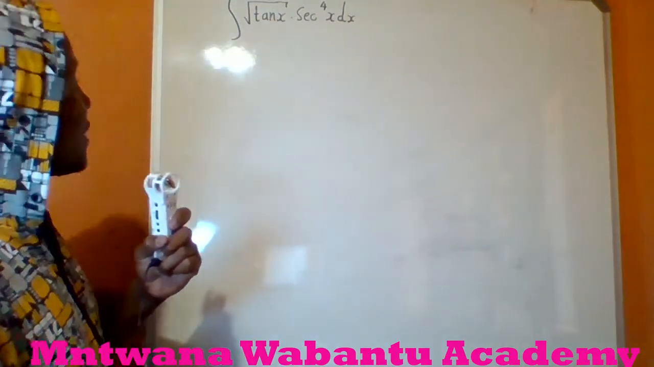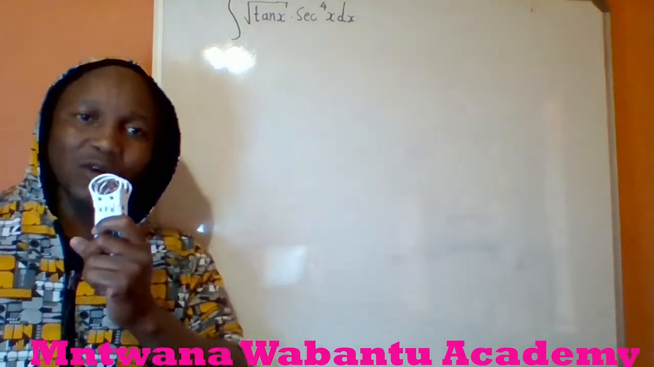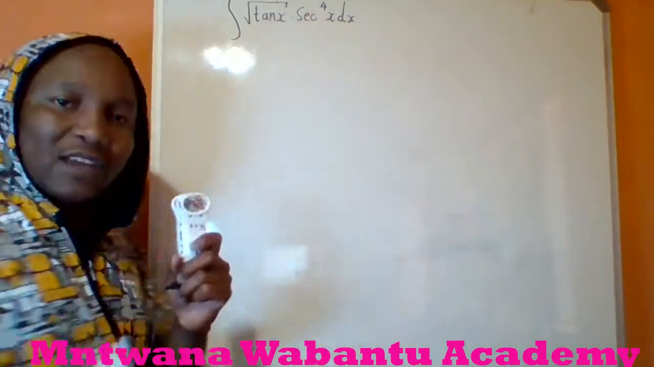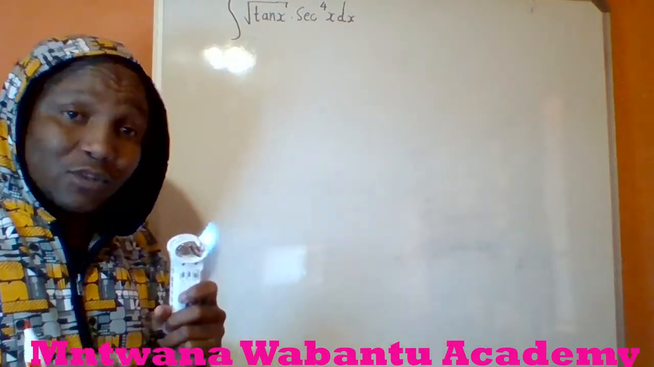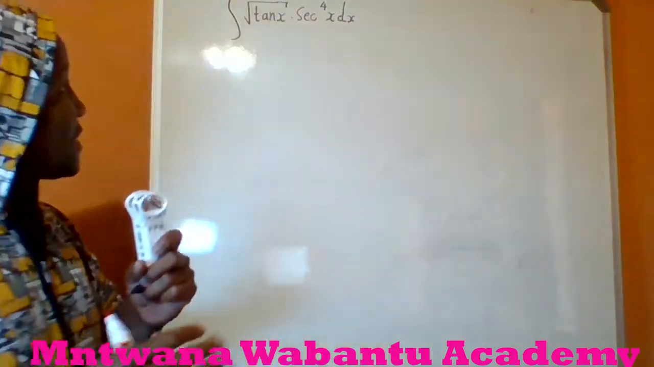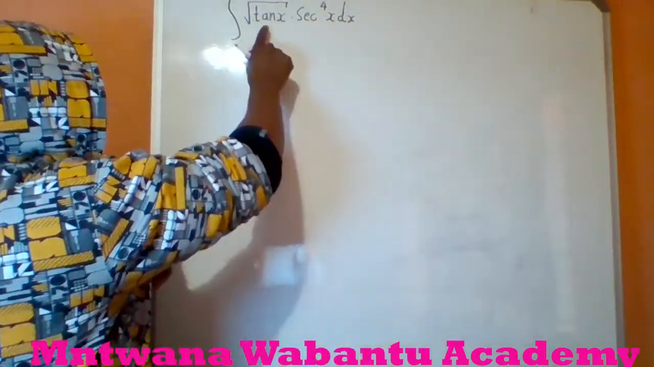So first and foremost, how do we know this is trig integration? Because I have a trigonometric function there. So first I'm going to have to play around with those trig identities and see how I can come out with a solution. So before we start to solve this question, let me figure out in trig how I'm going to get tan and sec.